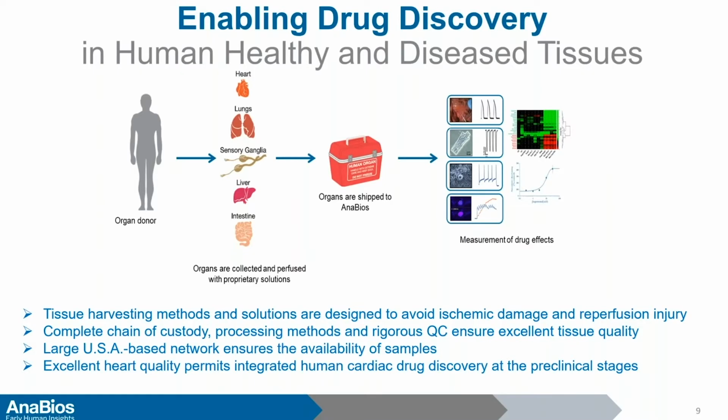Here at AnaBios, we have developed and validated a method and a special solution to avoid ischemic damage and reperfusion injury when we recover and ship the human heart to our lab in San Diego. We also developed and validated SOPs and procedures that allow us to consistently procure and experimentally interrogate human cardiac preparations to provide consistent, reliable, and predictive cardiotoxicity data at the preclinical stages.